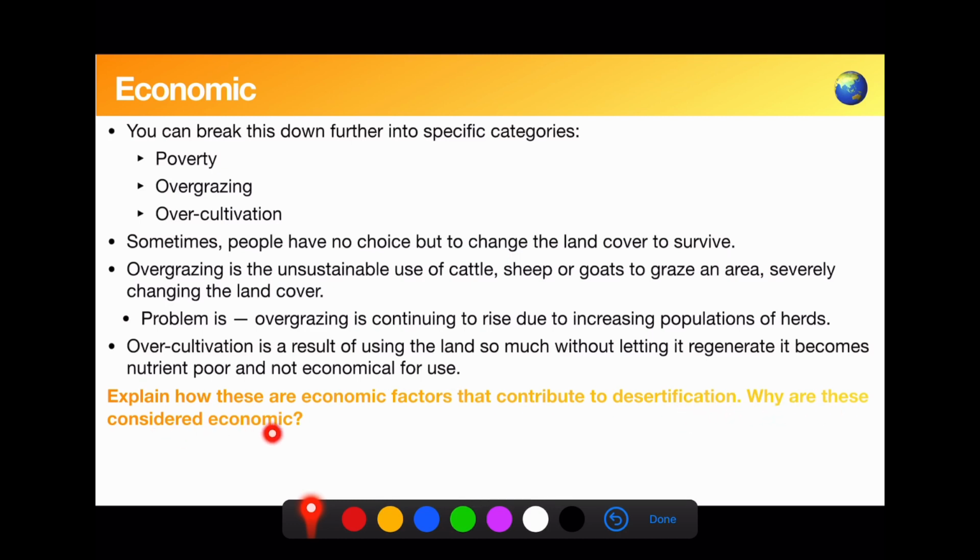Why are these considered economic? Okay, so what is it that's making this economic? The key thing is poverty, okay? I just gave you the answer pretty much, but explain to me why these are economic factors causing desertification.